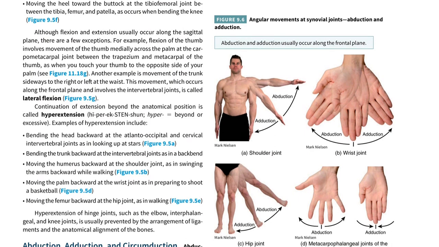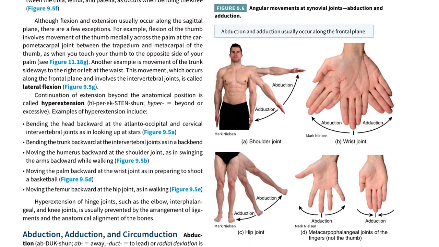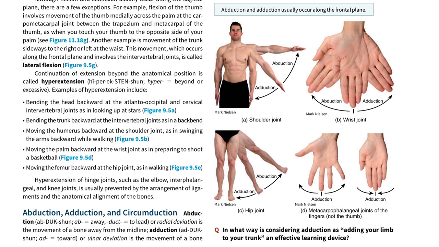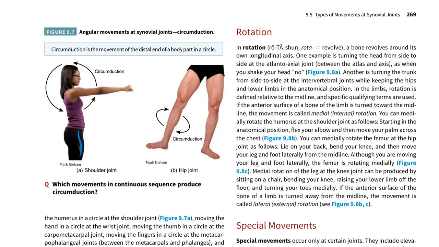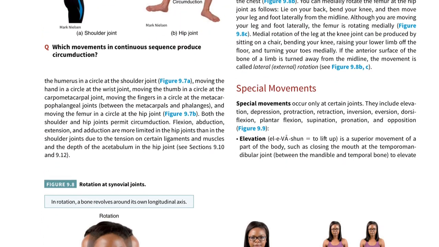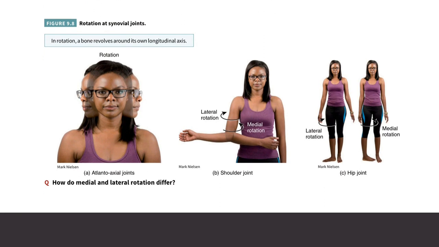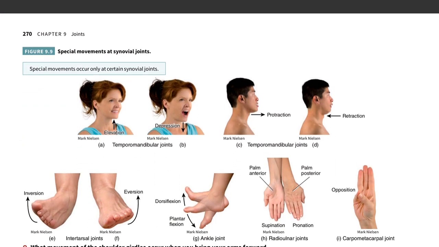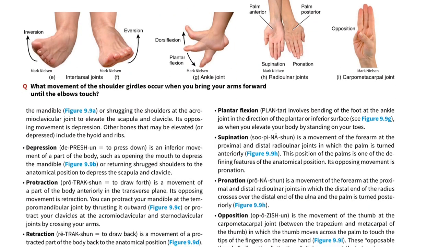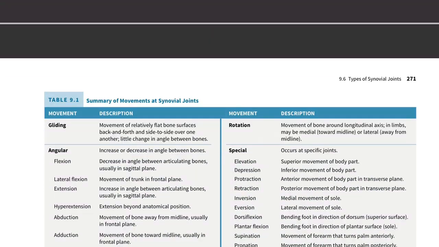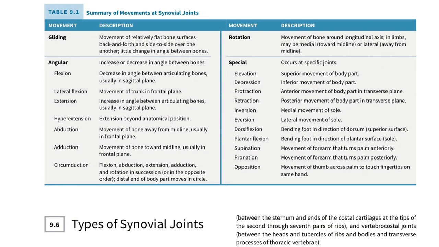Then a few more movements are possible due to the various synovial joints. Here in this figure, shoulder joint and hip joint, rotation at synovial joint, special movement at synovial joint, and now this table is a summary of movement at the synovial joint.